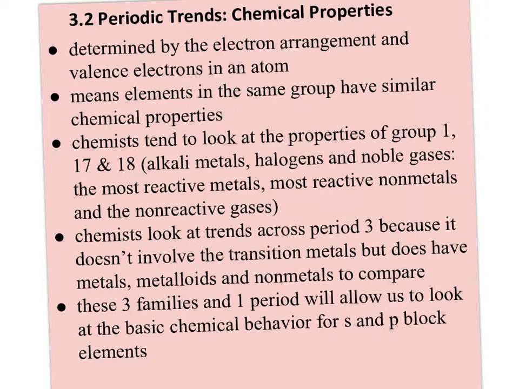Chemists also tend to look at period 3 and the trends that happen because it doesn't involve transition metals, but it does involve metals, metalloids, and nonmetals to do some comparisons with. So these three families and the one period will allow us to look at the basic chemical behavior for S and P block elements. So not going to cover everything out there, but we're going to cover a pretty good chunk of chemical behavior.